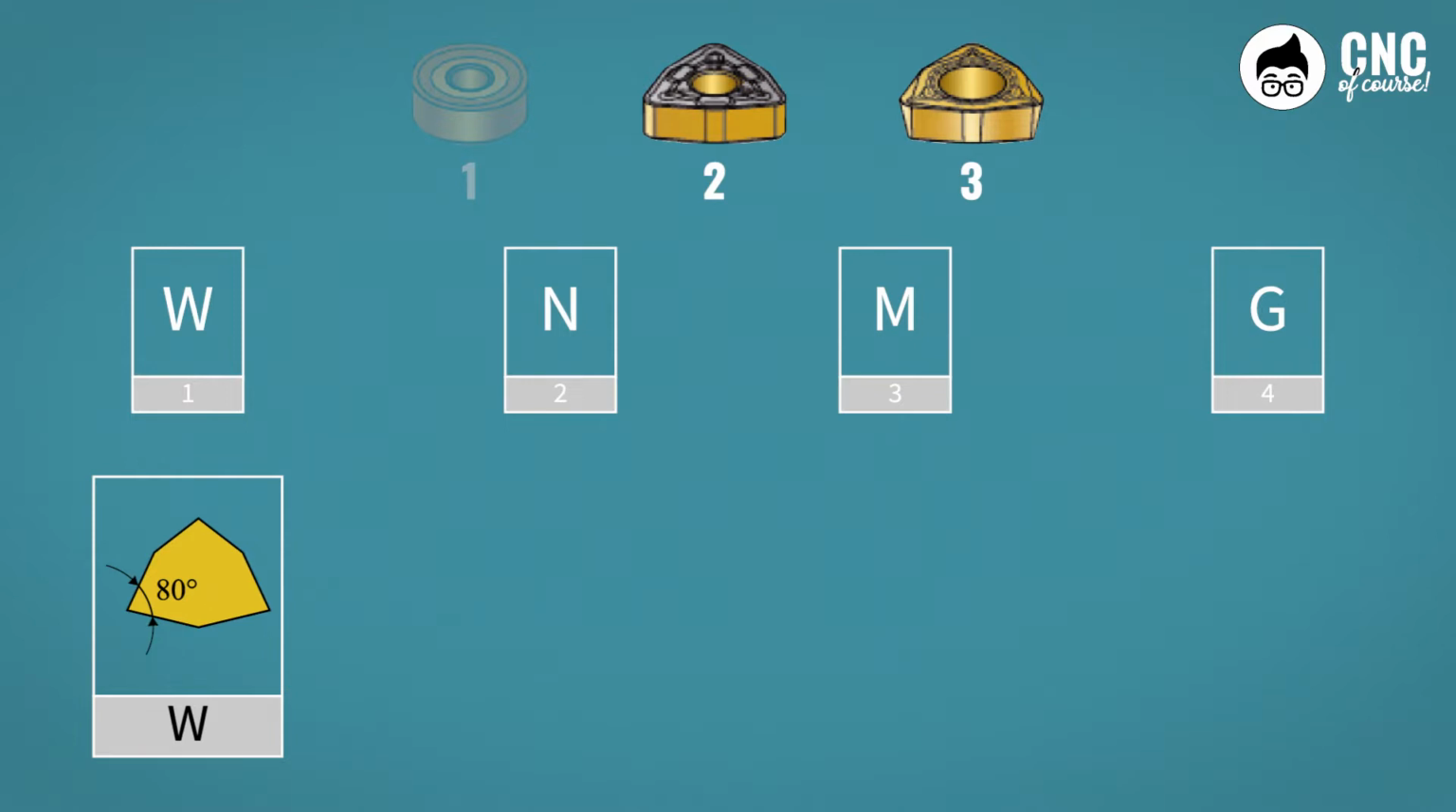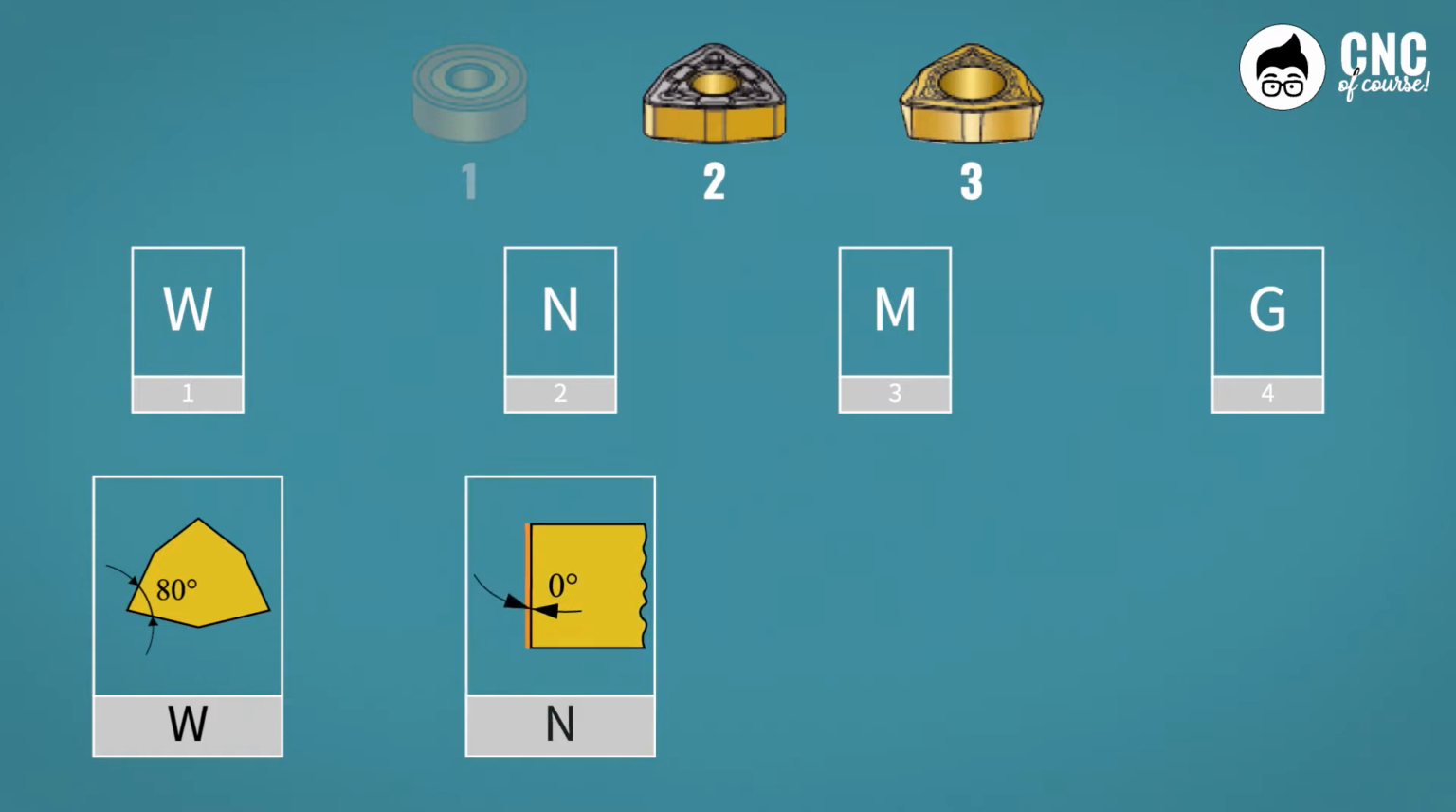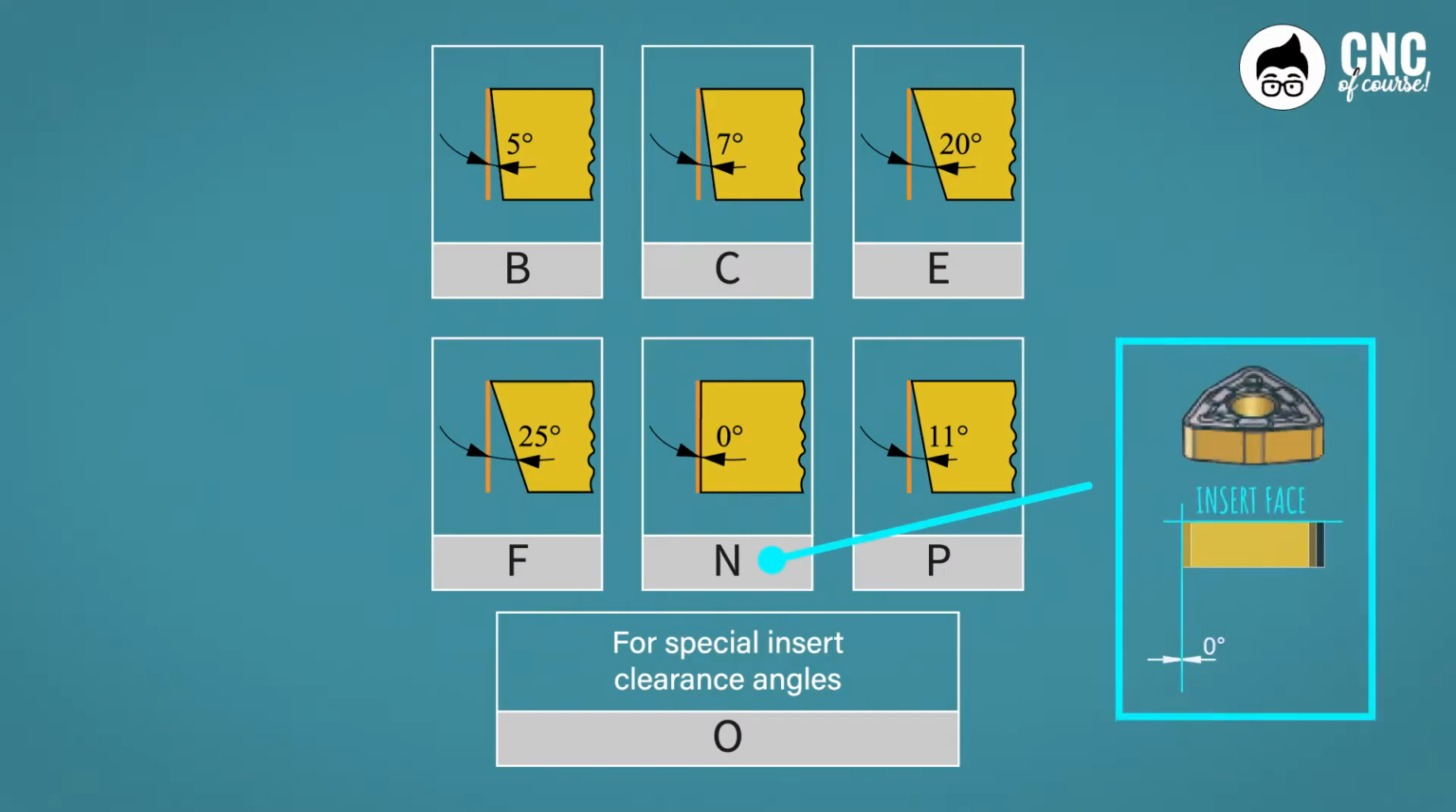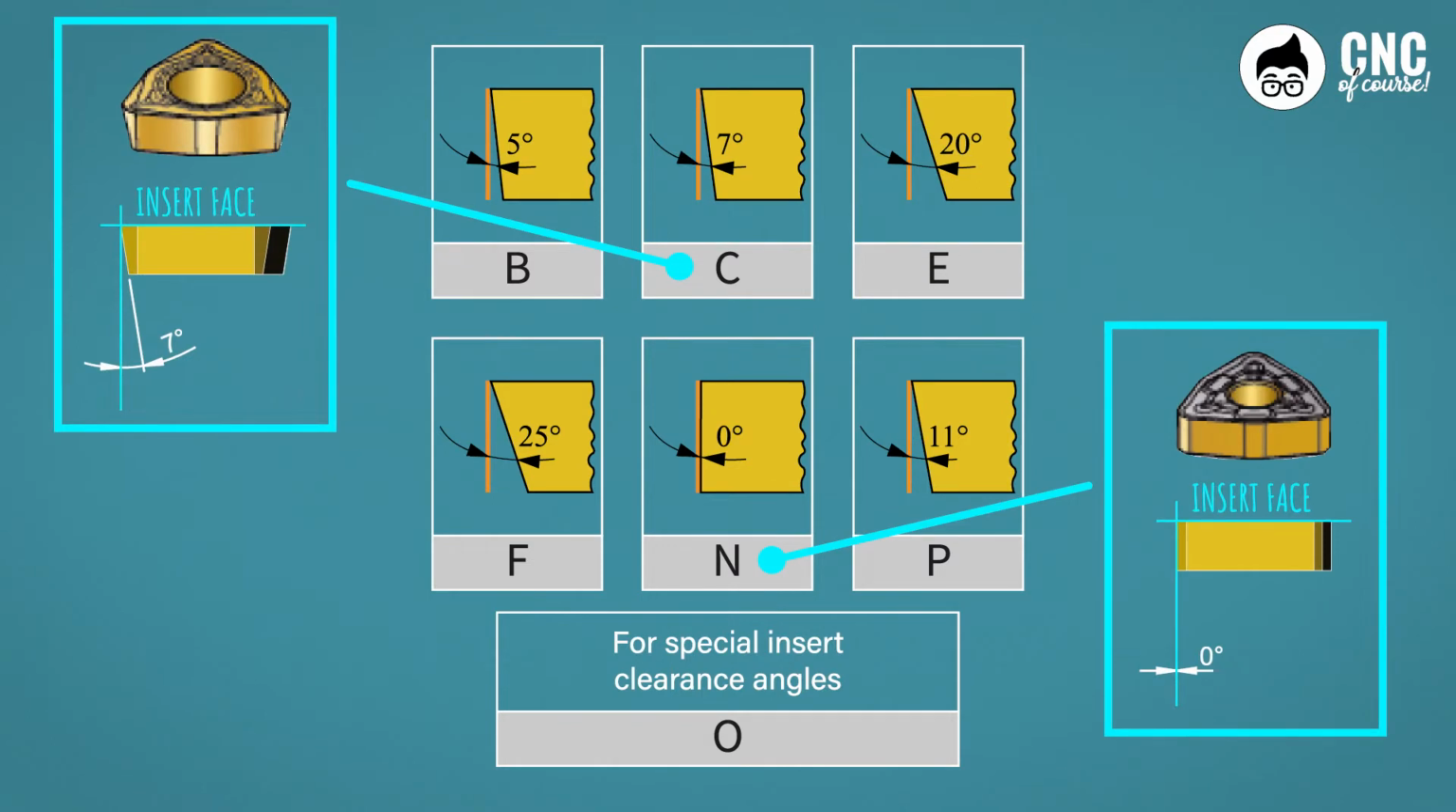The letter N corresponds to a clearance angle of 0, so there must be exactly 90 degrees between the face and the side. If you look closely at the third insert, the one you chose, you can see that it does not have a 90-degree angle between the face of the insert and the side of the cutting edge. In fact, the second letter of the third insert is a C.